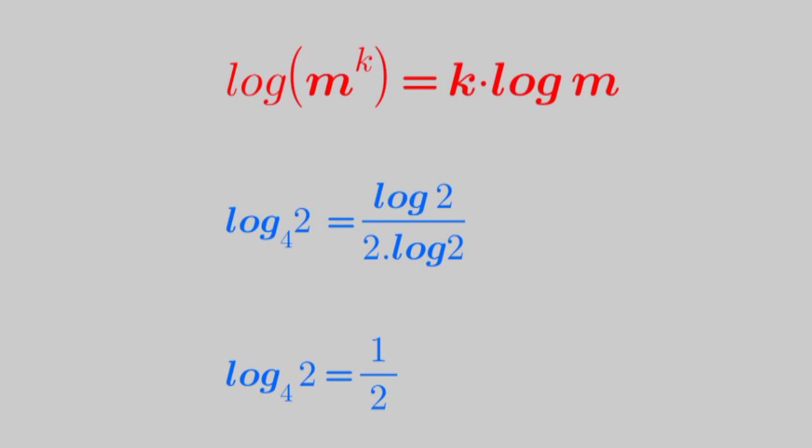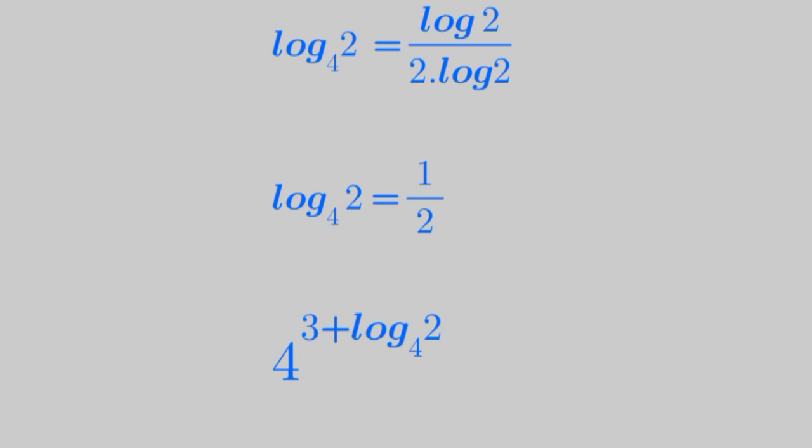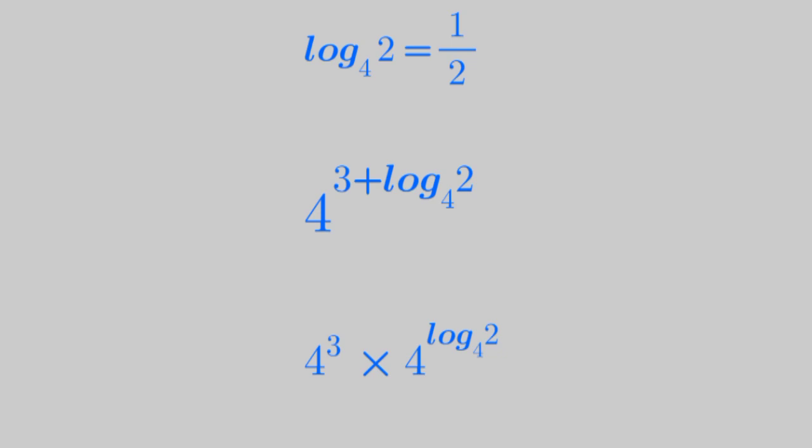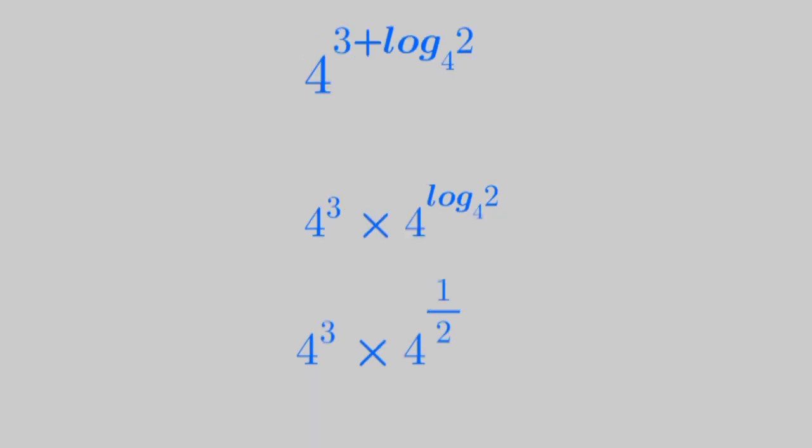So we have our question 4 raised to the power of 3 plus log 2 base 4. So actually this question can be written using the laws of indices. So we can write our question as 4 raised to the power of 3 multiplied by 4 raised to the power of log 2 base 4. So when we finally substitute our log 2 base 4 as 1 all over 2, we'll be left with 4 raised to the power of 3 multiplied by 4 raised to the power of 1 all over 2.